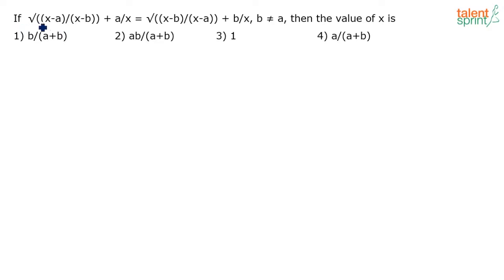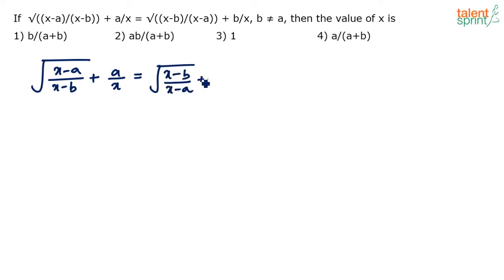So here's the question. If root over x minus a by x minus b plus a by x equals root over x minus b by x minus a plus b by x, and b is not equal to a, then what is the value of x? Right? We have to evaluate the value of x. So it says, if I take it as root over x minus a by x minus b plus a by x equals root over x minus b by x minus a plus b by x. Remember, when you go for substitution, if at all you go for substitution, you should not be taking b equal to a, right?